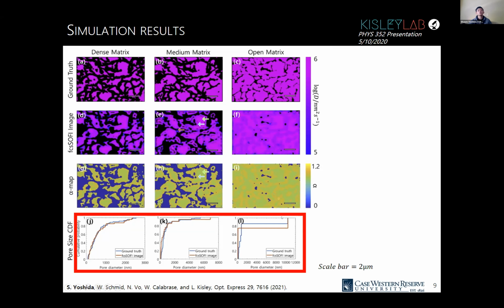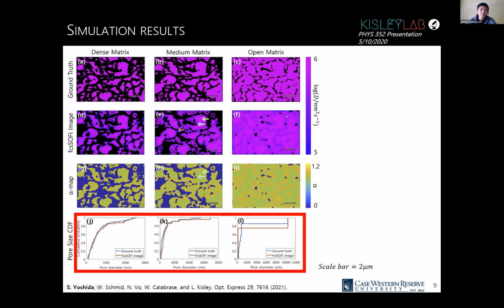And just to verify that our super resolution is actually working, because visually you can look and say that, yeah, they look roughly similar, we like to back that up with a little bit of statistics. And we can see that between the ground truth and the FCSOF images that were extracted, we have very good agreement between the pore size distributions, with the exception of this third column, where at the moment, I think our super resolution is not necessarily as high as it might be in the future. But again, that's something that we're working on.